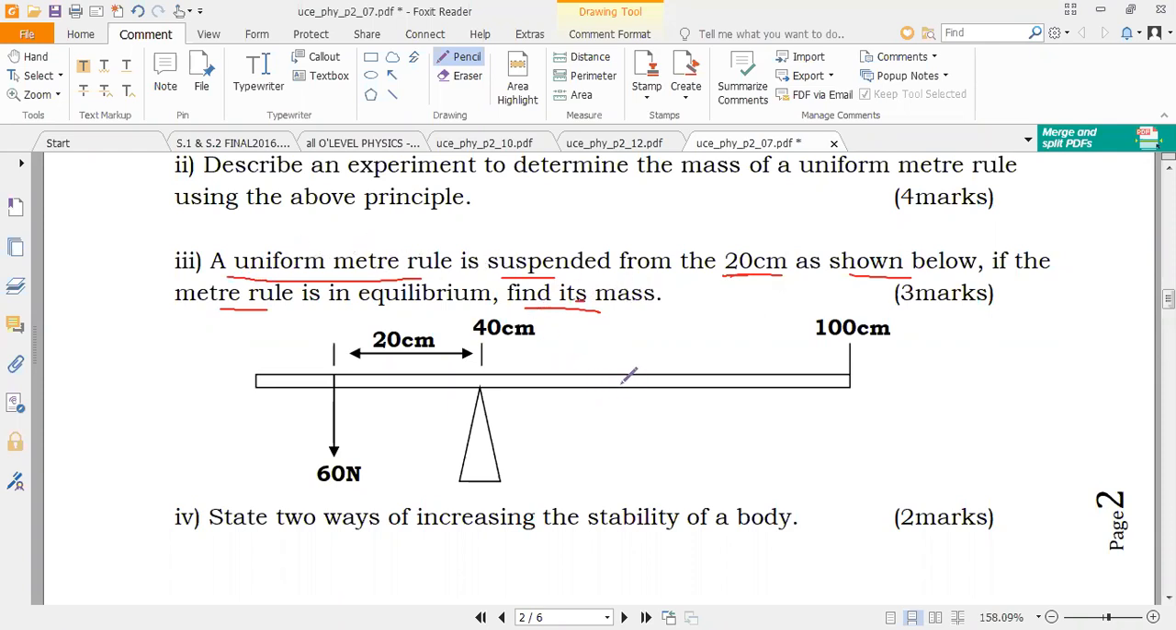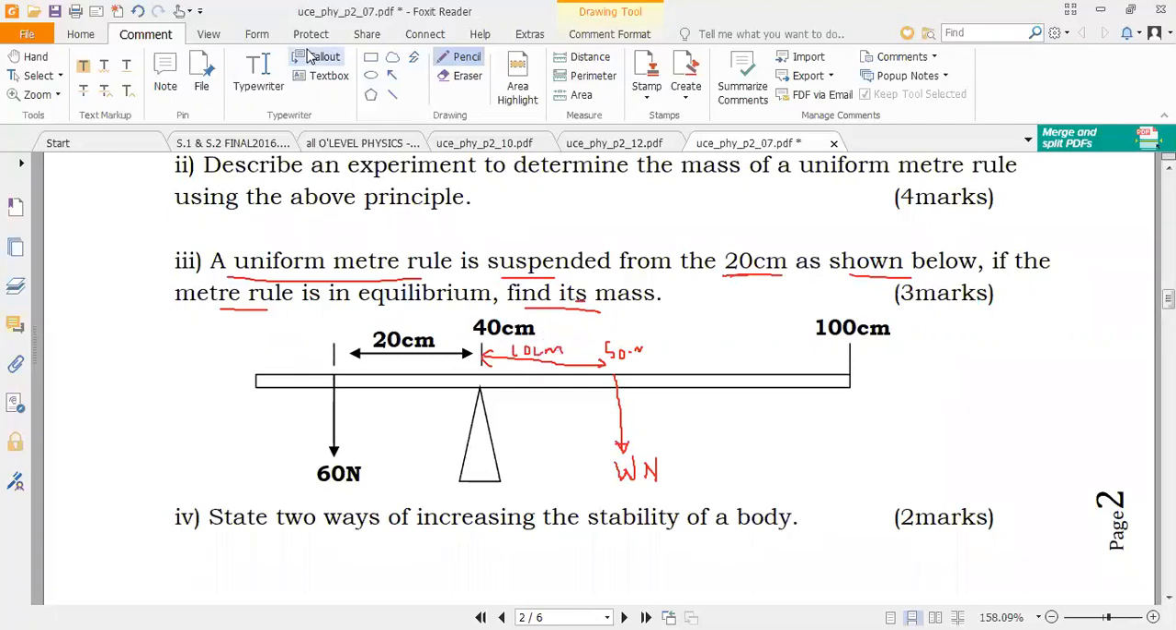So meaning that for this meter rule, the weight, which is always in newtons, will be acting at the center, which is here. So if I call the weight W newtons, the weight will be acting at the center, which is the 50 centimeters mark. So if the pivot is at the 40 centimeter mark, that means that the distance from here up to here is 10 centimeters.